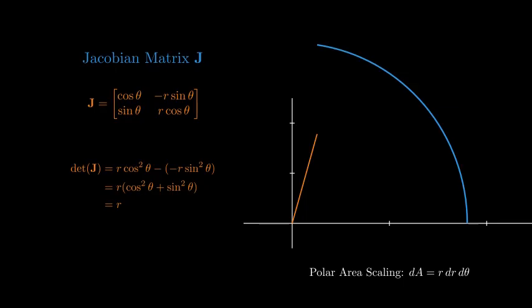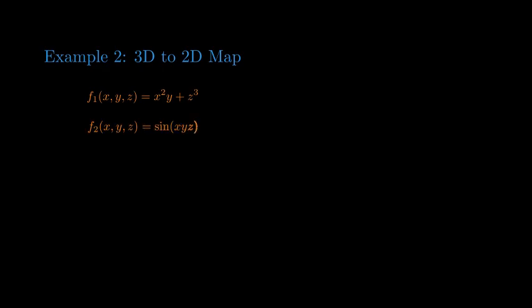Let us consider a second example involving functions with different numbers of inputs and outputs. Suppose we have a function that takes three input variables, x, y, and z, and maps them to two output functions, f1 and f2. Let our first output function f1 be equal to x squared times y plus z cubed, and let our second output function f2 be equal to the sine of x times y times z. Because we have two outputs and three inputs, our Jacobian matrix will be a 2 by 3 grid consisting of 2 rows and 3 columns.